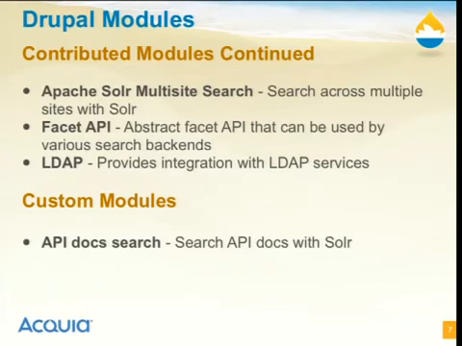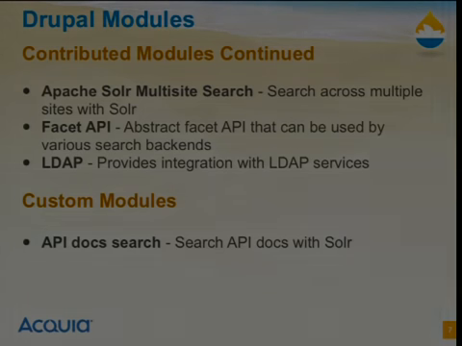The custom module that we wrote, and what I'm going to spend most of the presentation on, we call the API docs search module. This allows us to do everything that I've been talking about, integrates with Solr, integrates with Ruby, basically provides a couple of stream wrappers to be able to work well with GitHub. And I'll be going over that. That's also available in a sandbox on D.O, so I'll give you the link to there as well.